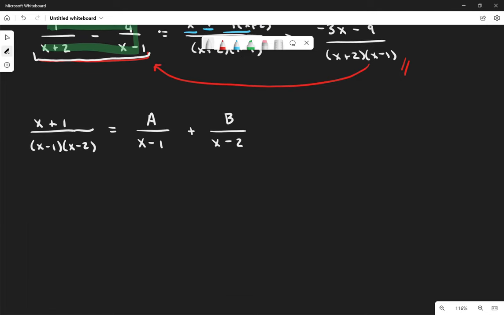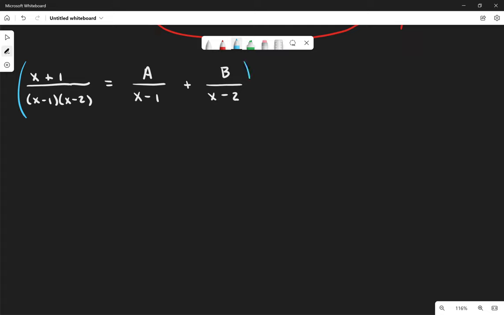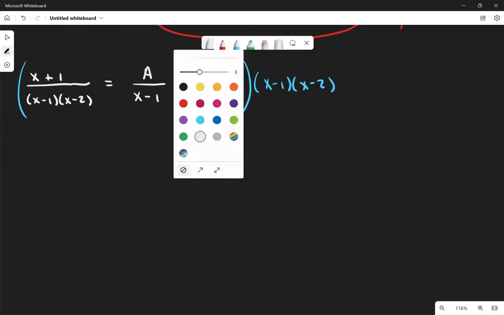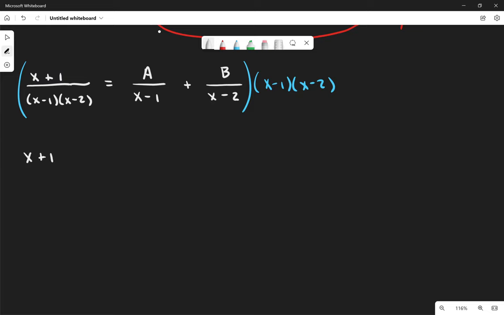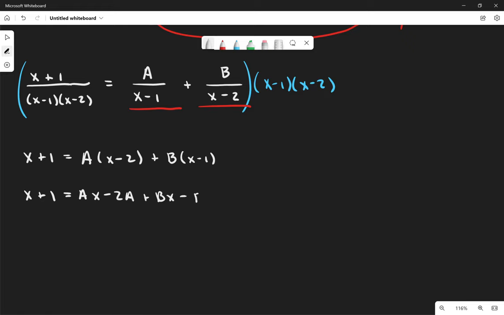So how do I do that? I have this equation. I'm just going to get rid of the fractions on this equation. So I'm going to multiply everything by x minus 1 times x minus 2. So on the left-hand side, I got rid of all the fractions. On the right-hand side here, the x minus 1's go away. I'm left with a times x minus 2. And then here, the x minus 2's go away, and I'm left with b times x minus 1. So I'll just expand these parentheses right now. I'm after a and b. ax minus 2a plus bx minus b.